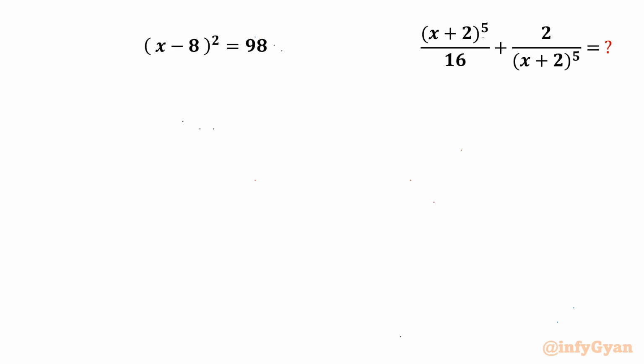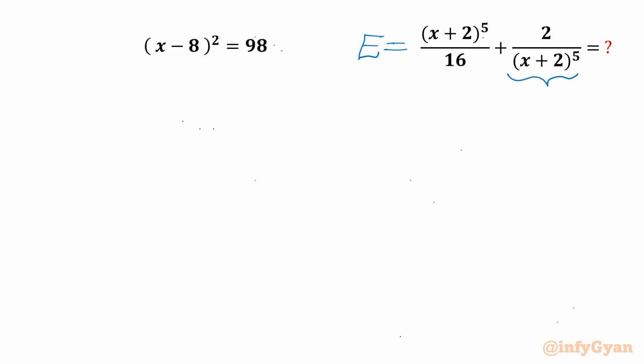In this video, we have another very interesting question from Algebra. Here we have to evaluate the expression (x plus 2) whole power 5 over 16 plus 2 over (x plus 2) whole power 5, if (x minus 8) whole square is 98. So let's get started by considering the expression equal to E.